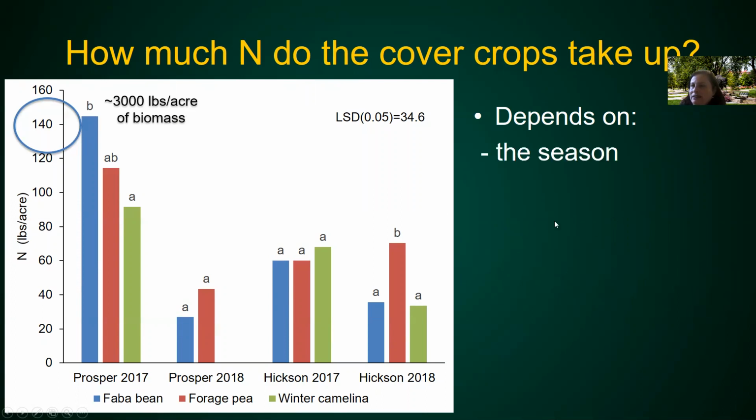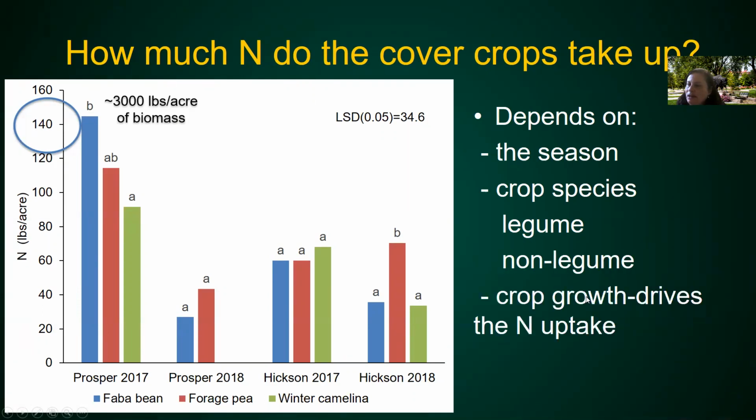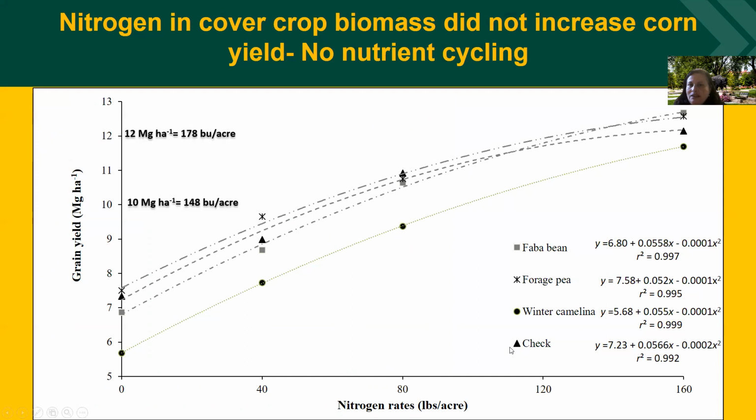So clearly the growth and the nitrogen that the cover crop takes up will depend on the season and on the crop species. The legume is going to be higher, and you saw that in the other data too, because part is from scavenging, but part is from nitrogen fixation, compared to the non-legume. And definitely crop growth is going to drive that nitrogen uptake. So what happened?